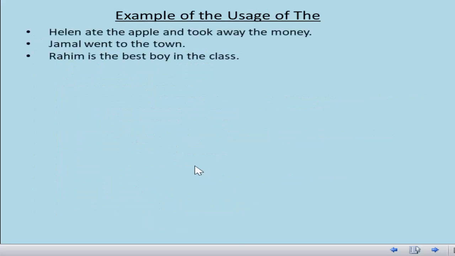So look at the example. Helen ate the apple and took away the money. Here apple is a count noun, money is a non-count noun. So you can use the before count noun and non-count noun. Jamal going to the town. Here town refers to the physical environment. Rohim is the best boy in the class. Here the best is the superlative degree. So before superlative degree we use the.